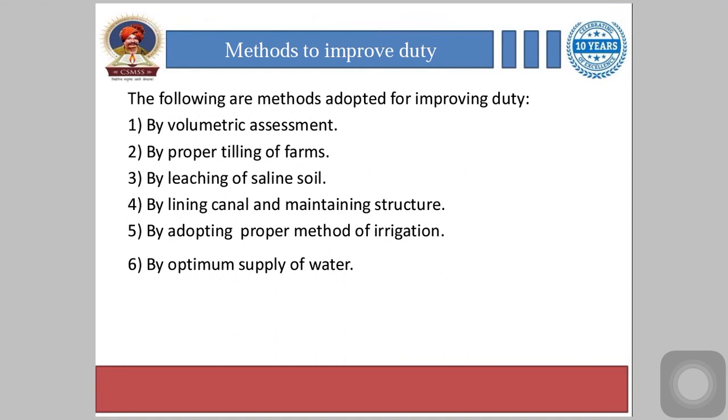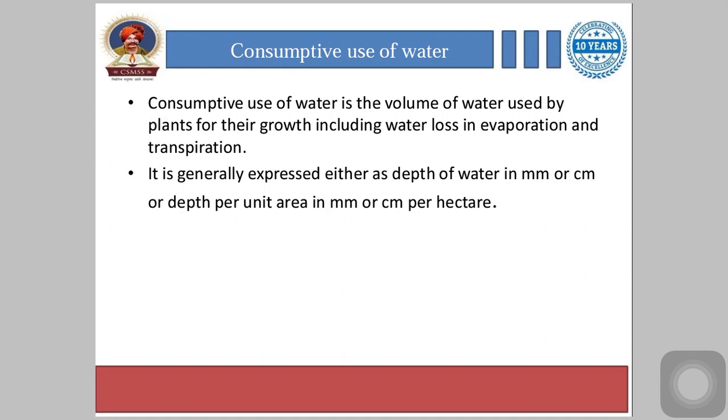So, the methods which are used to improve duty are given below. First is volumetric assessment. In this case, the charges are laid on the actual volume of water supplied. Next is proper tilling of farms, leaching of saline soil, lining canals and maintaining the structures. Also, adopting the proper method of irrigation and an optimum supply of water.